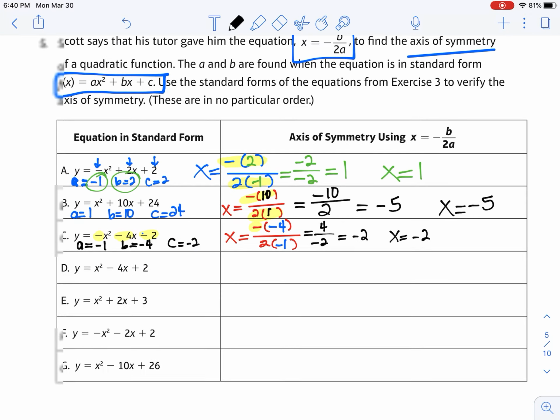There you go. All right, so why don't you go ahead and hit pause right now and then try D, E, F, G.